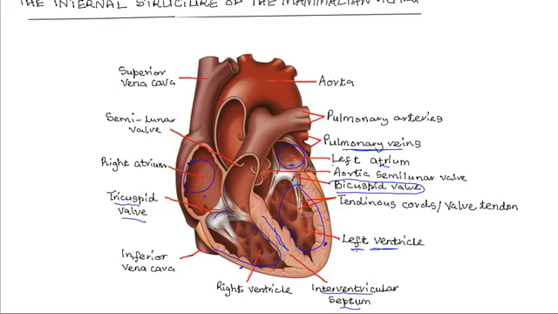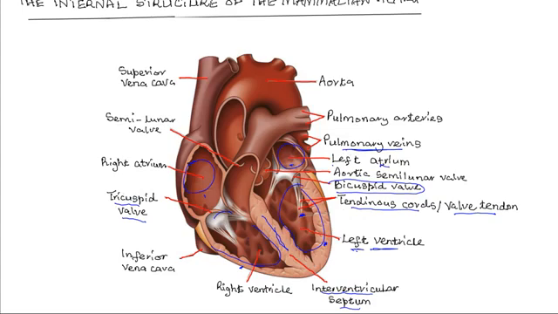The cuspid valves are supported by tendinous cords or valve tendons, which are attached to the walls of the ventricles on each side. These tendons prevent the cuspid valves from turning inside out under pressure as the ventricles contract. So when the ventricles contract, they prevent the flaps of the cuspid valve and the flaps of the tricuspid valves from turning inside out.